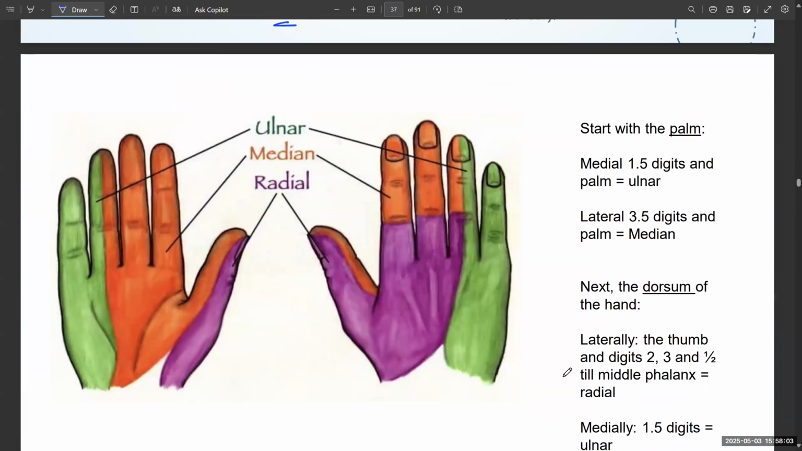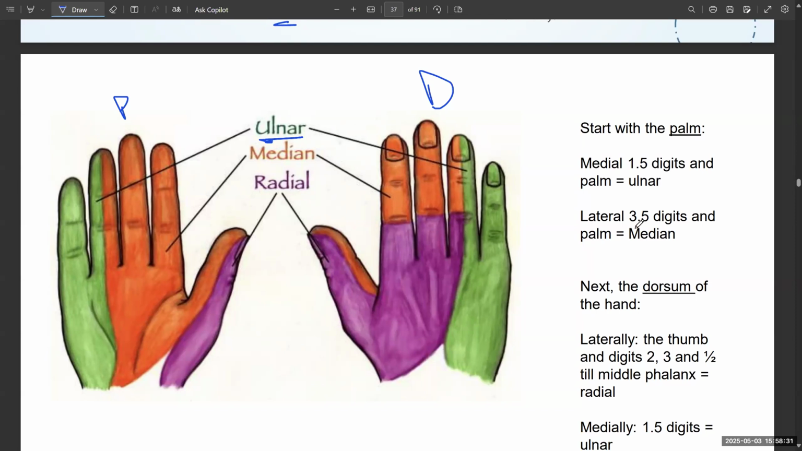Whoa. These are the hands. As you can see, this is the palmar side, and this is the dorsal side. Now let's start with the ulnar. The ulnar is the easiest. On the palmar side, you have all the pinky and the palm area. You have half of the ring finger and the palm area. Opposite side, all the pinky and half of the ring finger.